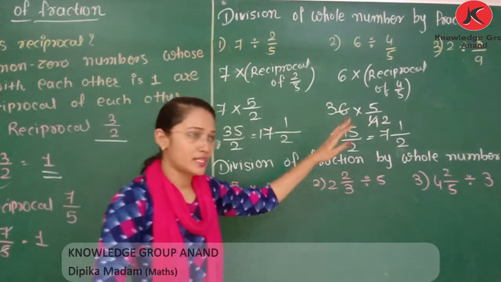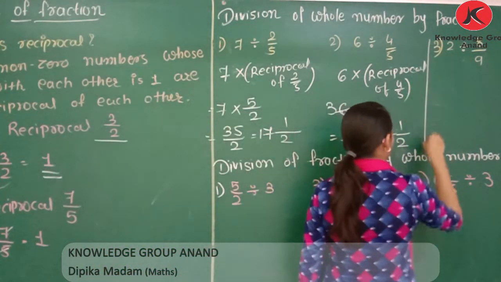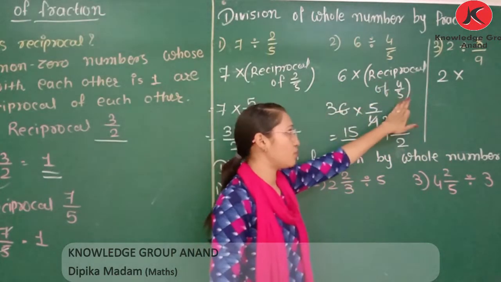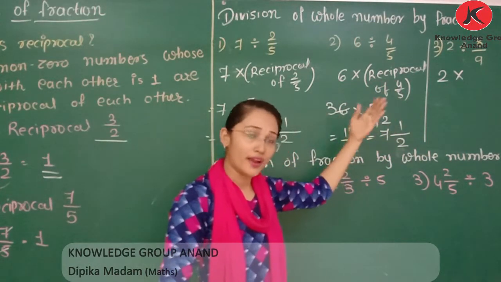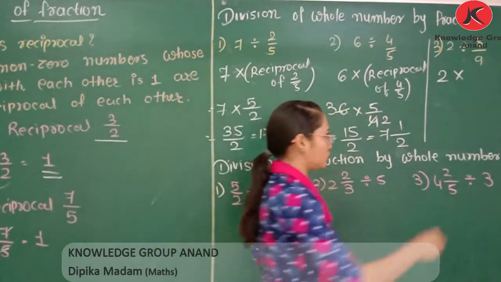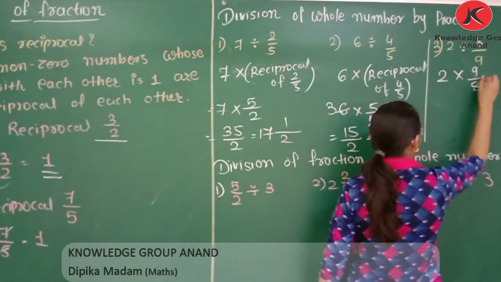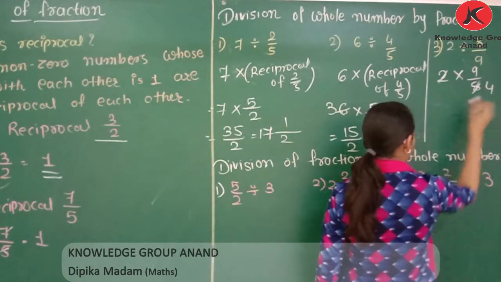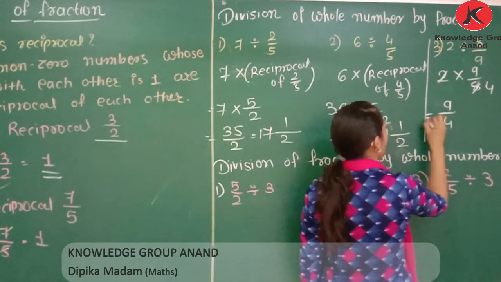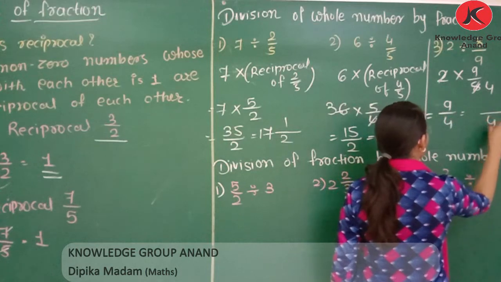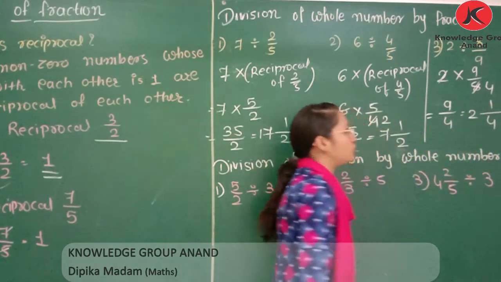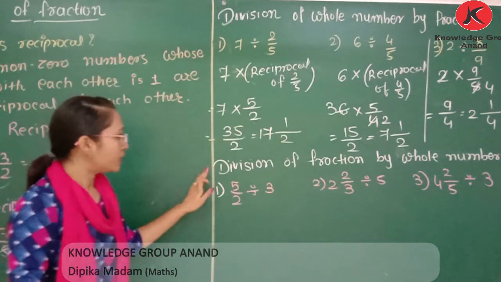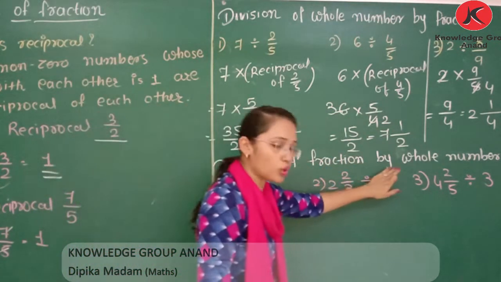Same for the third example: 2 multiplied by, now instead of writing the reciprocal of 4 by 5 every time, you can directly write this, 9 by 8. Is there any common factor? Yes, 2 4s are 8. So your answer is 9 by 4. Convert it into a mixed fraction: 4 2s are 8, 2 1s are 2, 1 by 4. Clear? Now next, division of a fraction by a whole number.